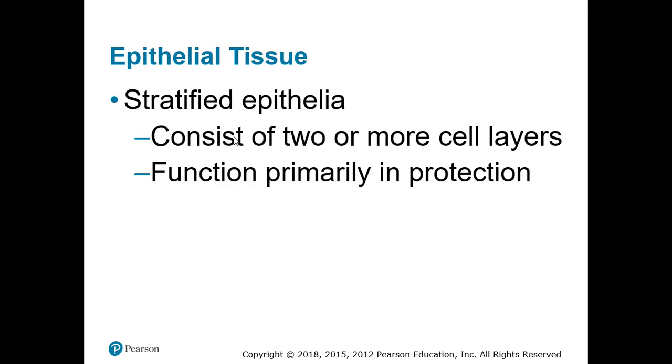The second set of epithelial tissue we're going to talk about are our stratified epithelial. Again, stratified means it's going to be two or more cell layers, and their main function is going to be protection. Since there's a lot of cells layered on top of each other, you can get a scratch and take off those cells because there are so many, so hence protection.